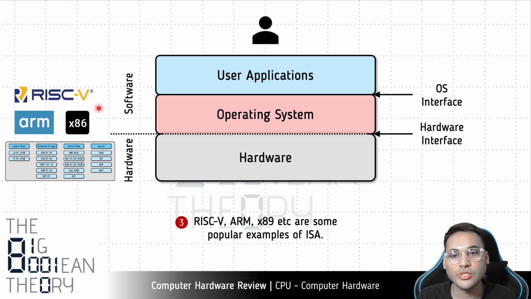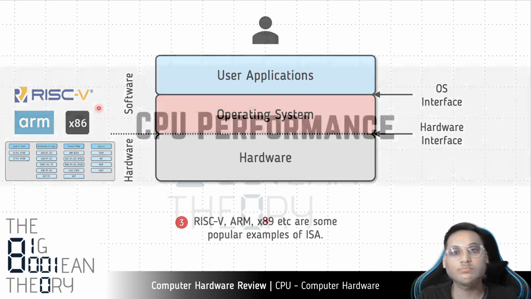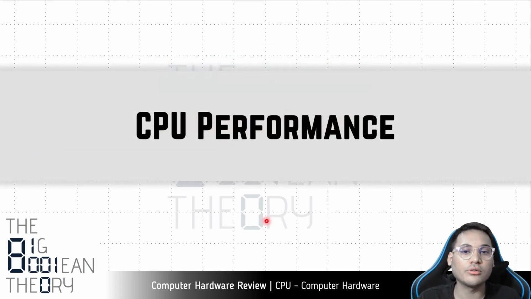First of all, the ISA is defined, and then the CPU is manufactured according to the particular design to support that particular set of instructions. And if a program has been compiled for a particular architecture, then it won't be able to run on any other architecture. So you can think of the ISA as the capability of the CPU that it advertises to the software. The final point that I want to talk about related to the CPU is the CPU performance.